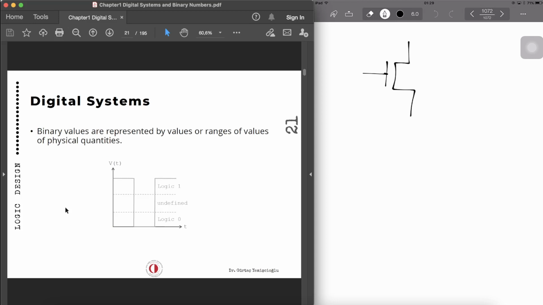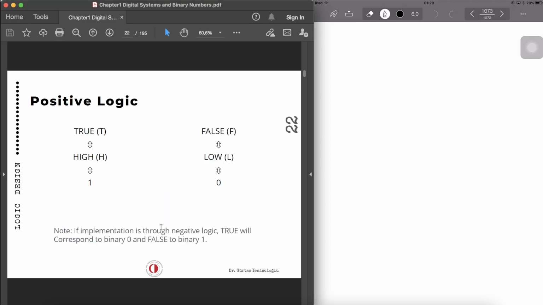So when we talk about the binary signal, logic 1 and logic 0, and when they're switching, anything in between that is undefined. Okay? So the stable state is either logic 1 or logic 0. It cannot be in between. And in typical positive logic, as we call it, 1 is true or high, 0 is low or false.